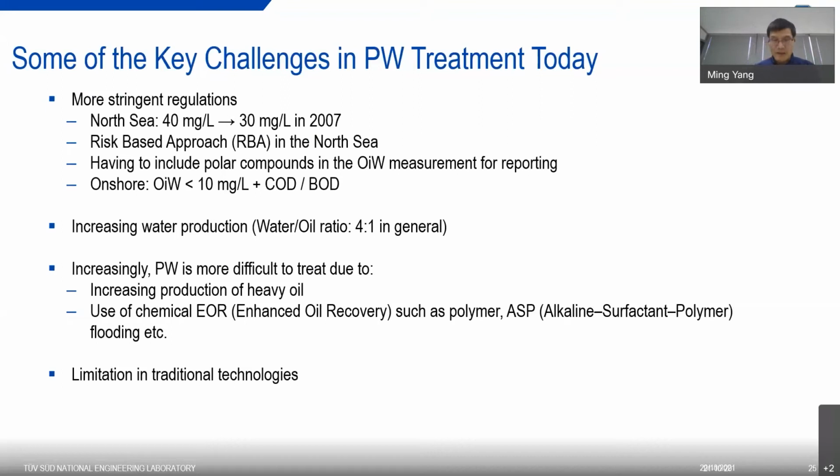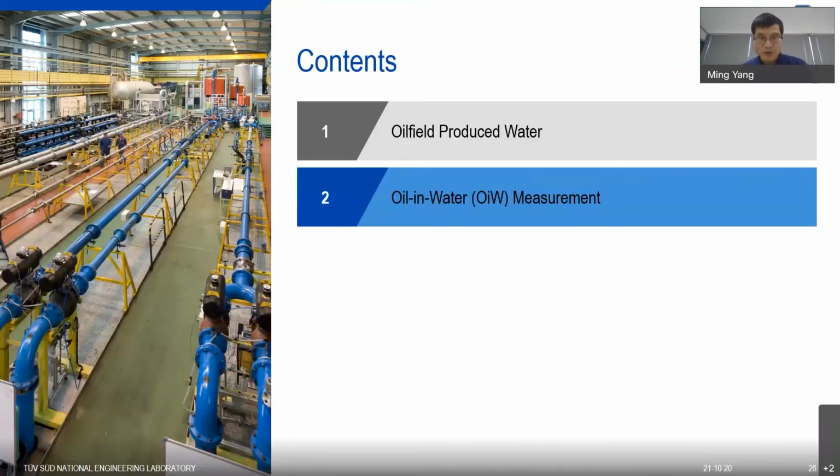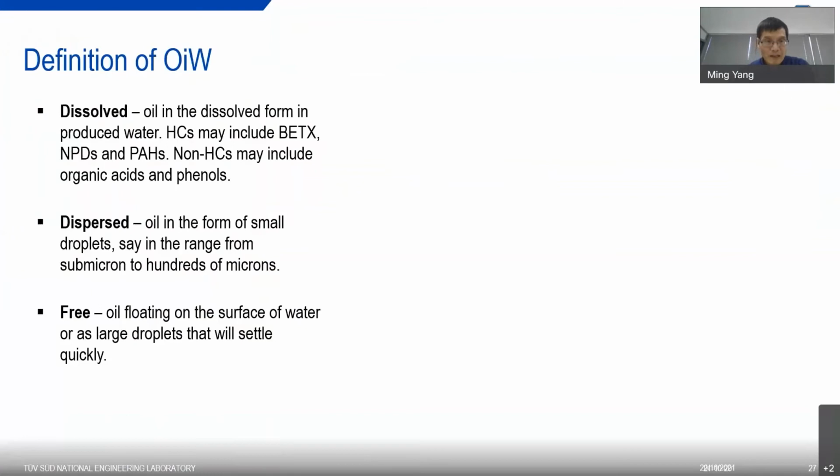The next part is all about oil and water measurement. First things first, the definition of oil in water. In general terms, when we talk about oil in water, we talk about dissolved, dispersed, and free oil. Dissolved oil is oil dissolved in your water that you cannot really see, and that includes hydrocarbons like BTEX, NPDs, and polyaromatic hydrocarbons, and also the non-hydrocarbons, effectively the organic acids and phenols.